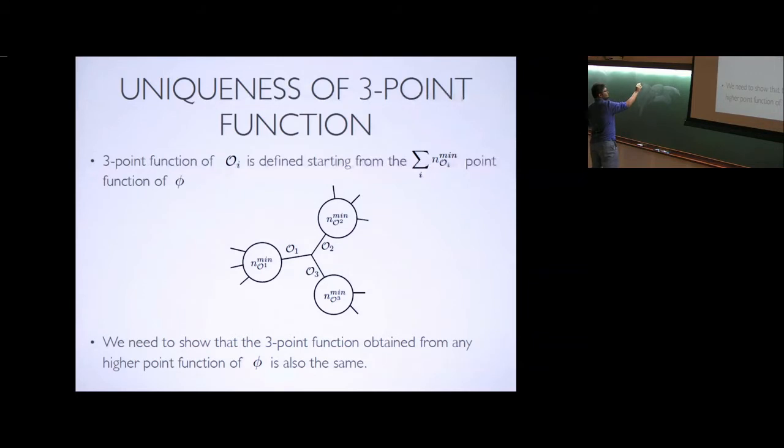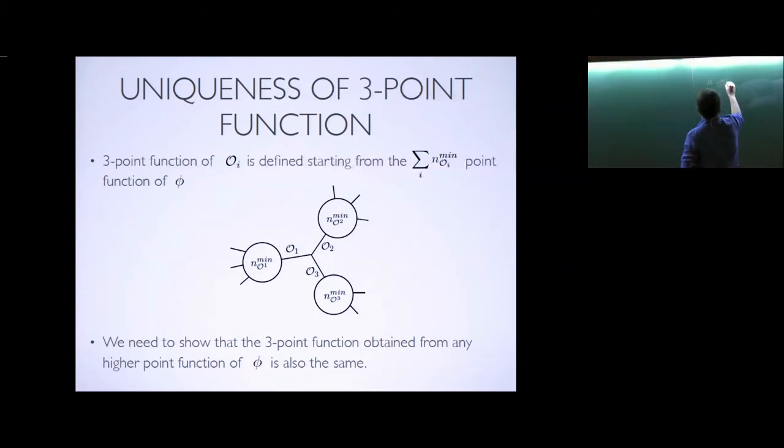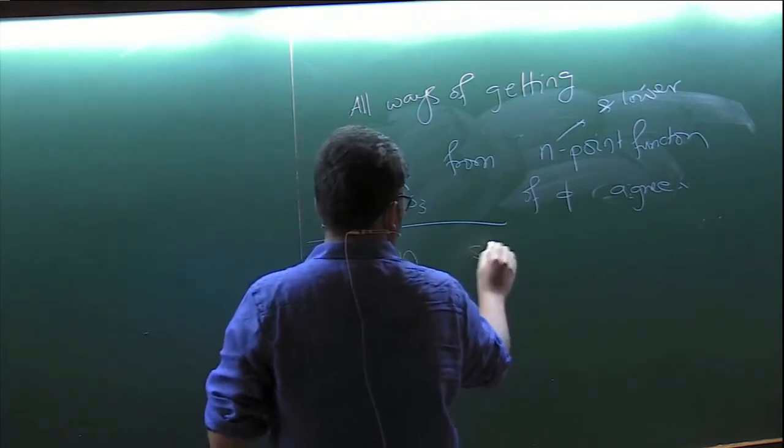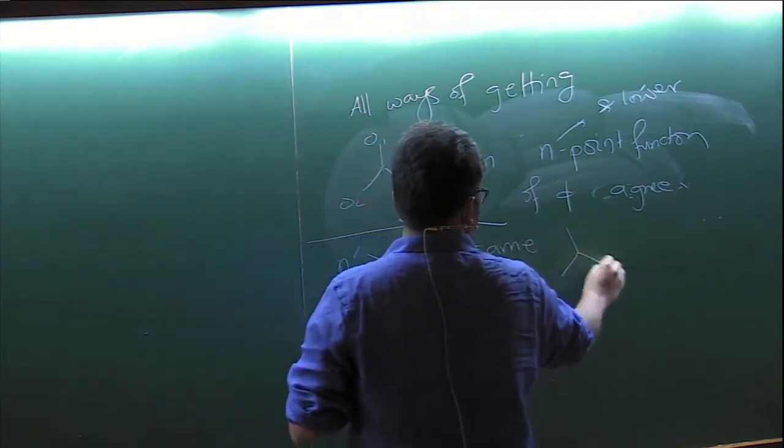So let's say all ways of getting O1, O2, O3 from n-point functions of phi agree, for n and lower. Now I start with an n prime, which is greater than n, and try to get the same 3-point function.